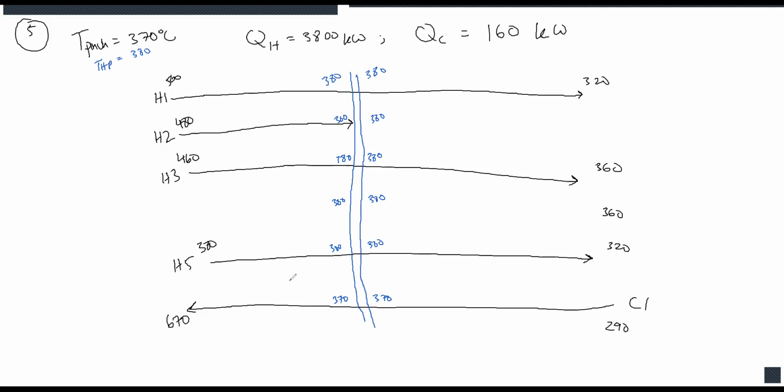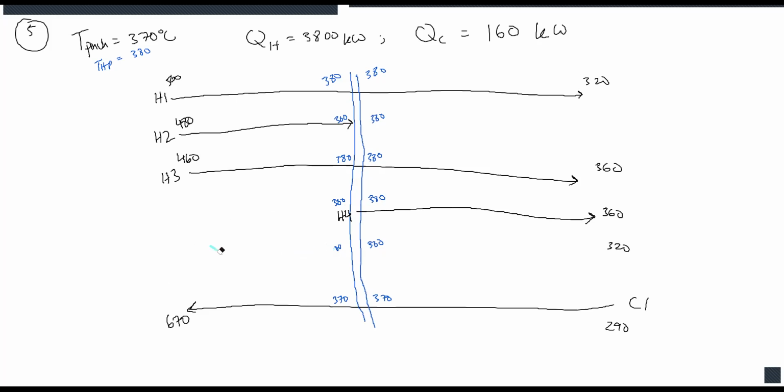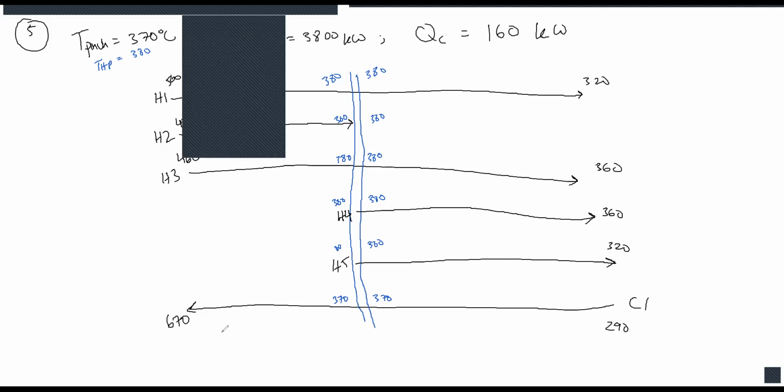So H4 in this case only exists below the pinch. This is H4. H5, 380 to 380, 380 to 320. So again, H5 also only exists below the pinch. Let's clean out this line as well and redraw H5. This is H5 from 380 to 320 below the pinch. And C1, 670 to 370, 370 to 290, that's fine. So C1 is fine. So we have all our numbers, and now we're ready to do the matching.